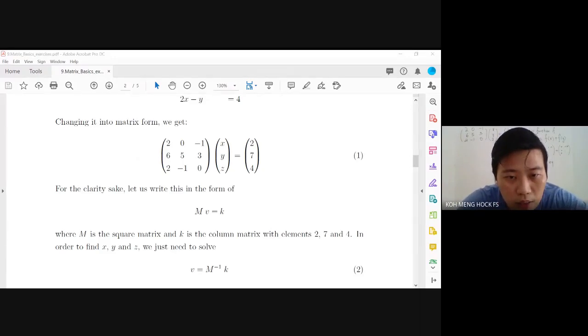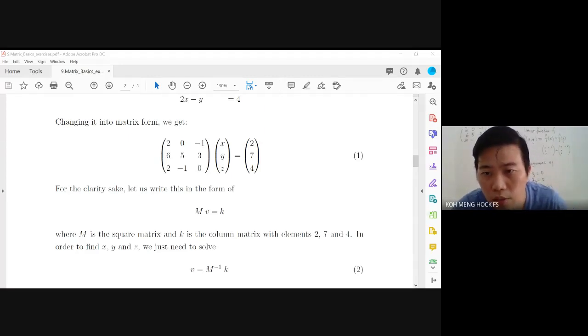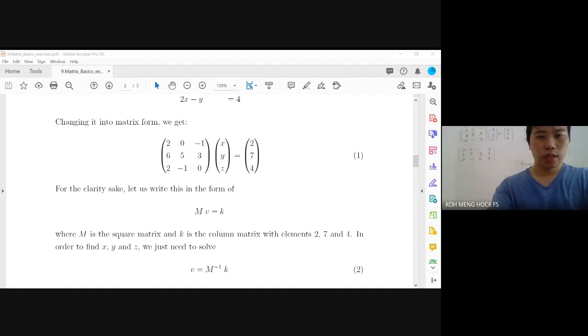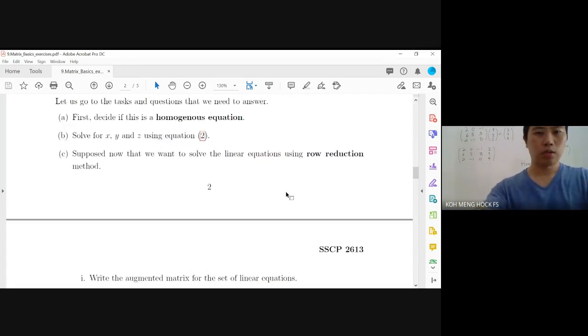Augmented AB, BA, very good. Same answer. Augmented in this case is going to be 2, 0, minus 1, 6, 5, 3, 2, minus 1, 0, right? Sometimes they have a line over here, but if you don't have a line, this is also perfectly fine. So this is the augmented matrix that you write. And now you want to do a row reduction method. So let me just go down.